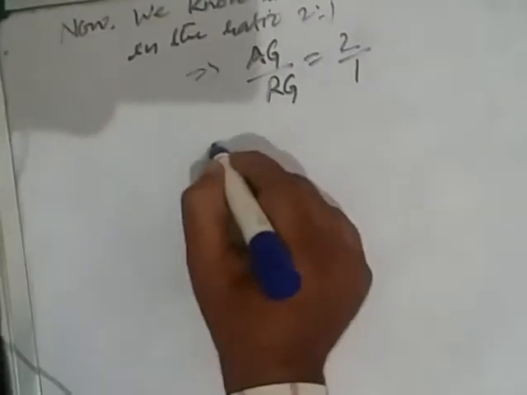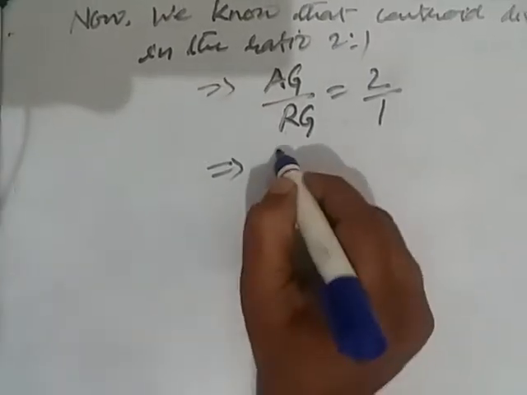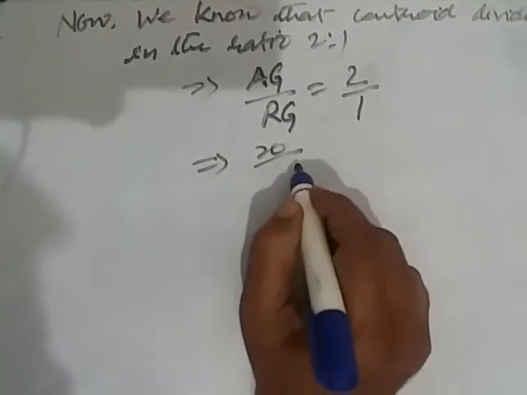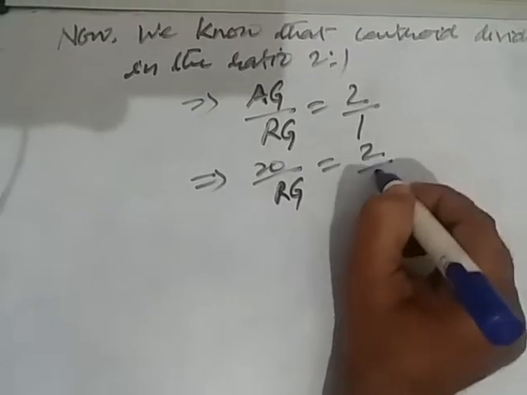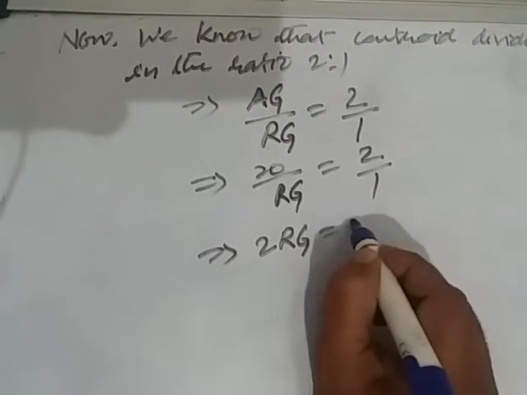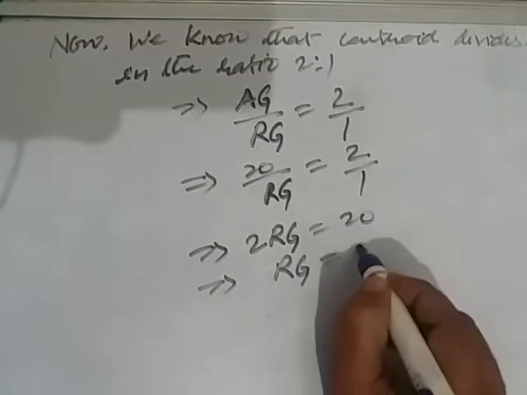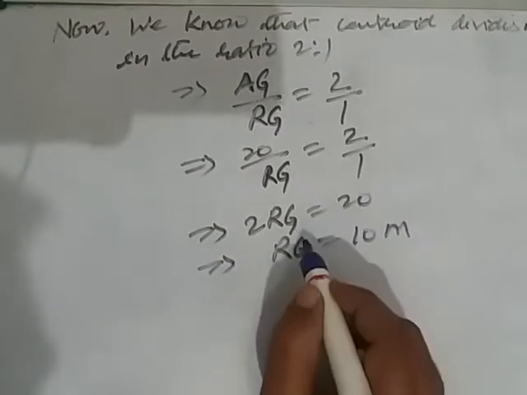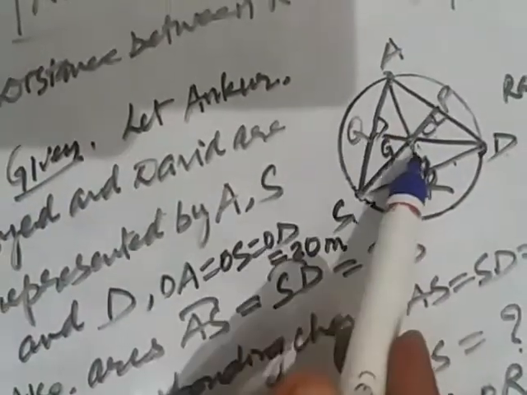Okay, now put the value. AG is the radius of the circle, given as 20, upon RG, equals 2 upon 1. This implies that children, 2RG equals 20. Clear? This implies that RG equals 10 meter. RG is 10 meter. Okay children, what is RG? RG is this one.